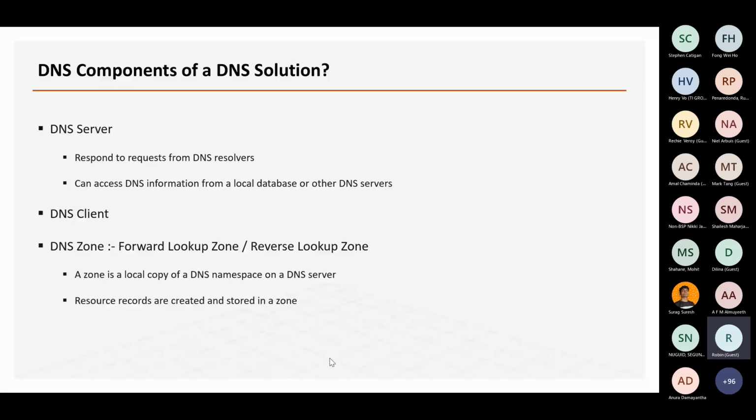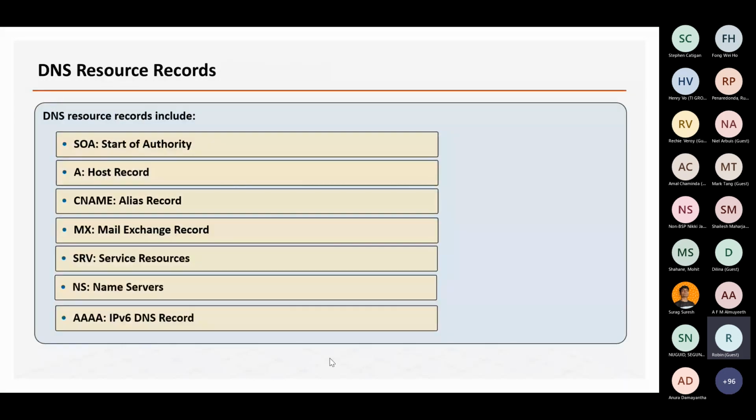And a DNS zone is this: whenever you create a DNS, by default a database is created. Inside the database, all the information is saved in one format called a zone, and inside a zone you will have records. With the records only, it does all kinds of name resolution. You may already know this. There are a lot of records we generally use in the DNS concept.